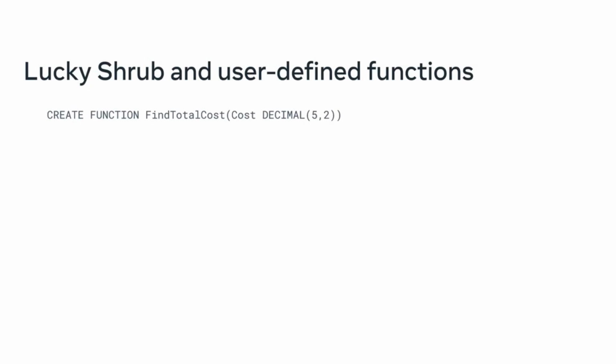Let's look at how Lucky Shrub can make use of a user-defined function. Lucky Shrub can use this syntax to create a function called findTotalCost. A cost parameter with a decimal data type passes a user input value of cost, and the returns clause defines the function's return type as a decimal number with 5 digits. Finally, the return command calculates and returns the final cost after deducting 10%. So each time Lucky Shrub needs to determine the sale price of their items, they just invoke the function in a select statement, followed by the current price in parentheses.